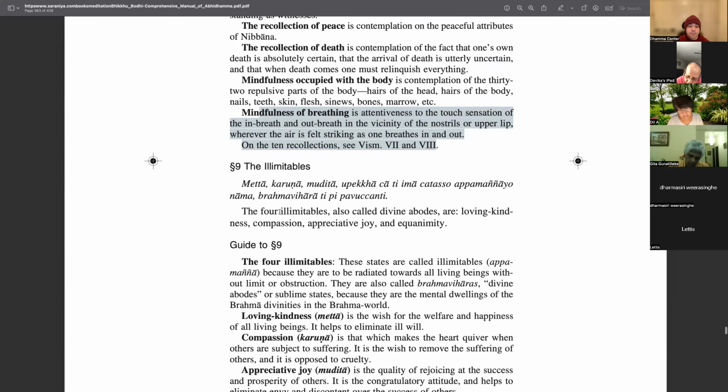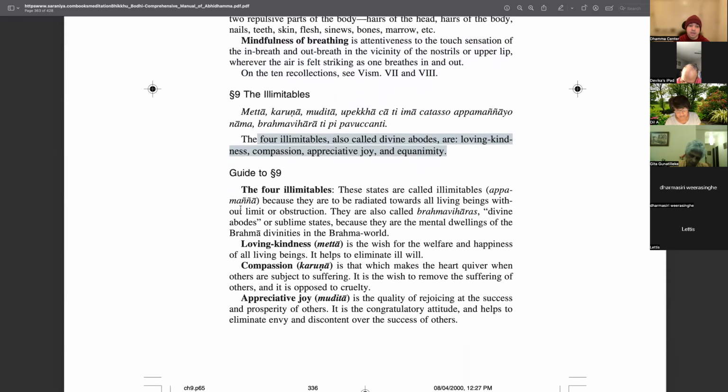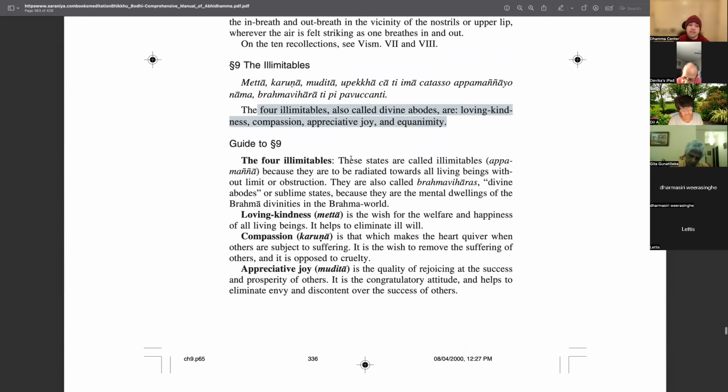The illimitables, right? The four illimitables are also called divine abodes: loving kindness, compassion, appreciative joy, and equanimity. These states are called illimitables, appamanya, because they are to be radiated towards all beings without limit or obstruction. They are also called Brahma viharas, divine abodes or sublime states, because they are the mental dwellings of Brahma divinities in the Brahma world.